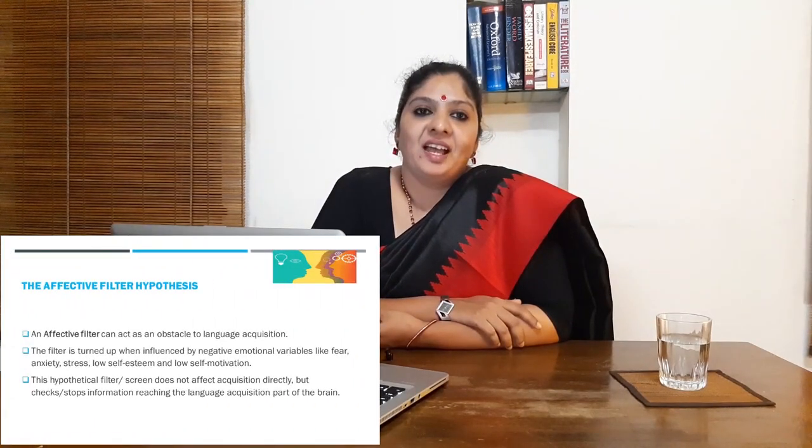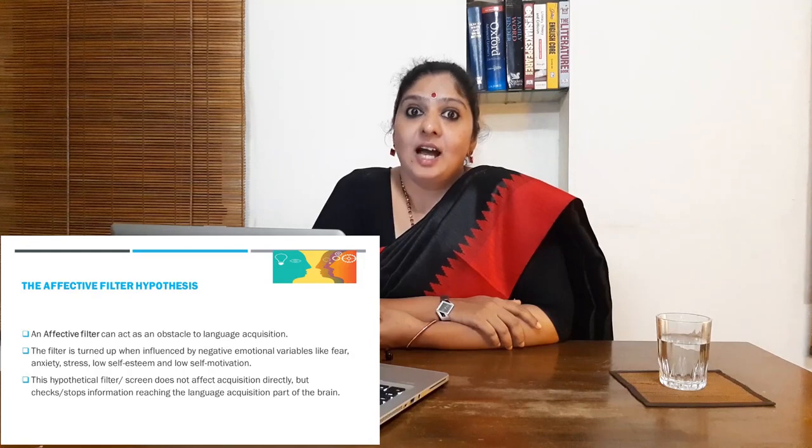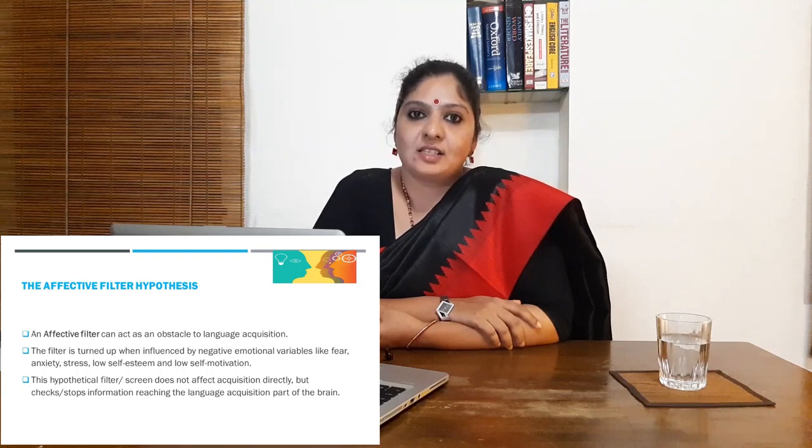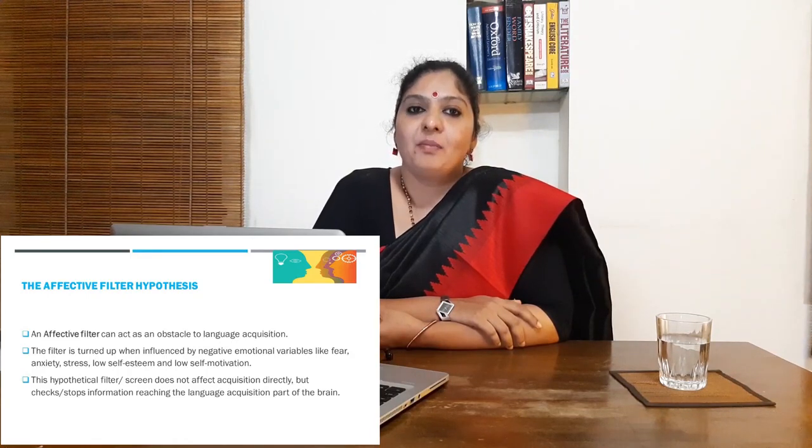Now to the affective filter hypothesis. An affective filter can act as an obstacle to language acquisition. The filter is turned up when influenced by negative emotional variables like fear, anxiety, stress, low self-motivation, and low self-esteem. This hypothetical filter or screen does not affect acquisition directly, but stops information from reaching the language acquisition part of the brain. What does it signify?